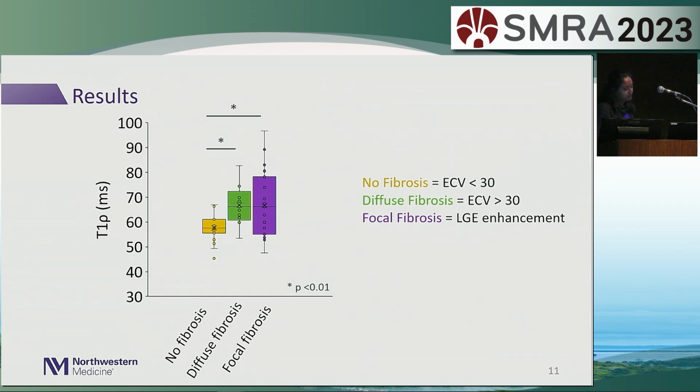As you can see here, the focal fibrosis has a much wider range of T1-rho values, which again is something interesting that we need to look more deeply into and understand what's happening.